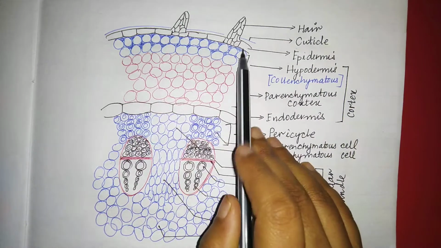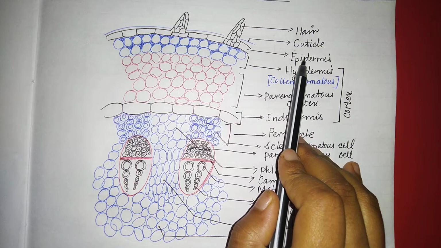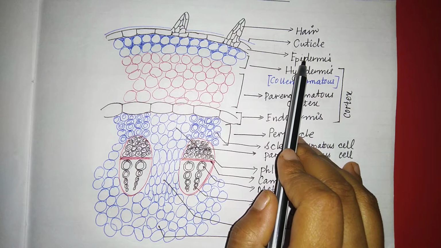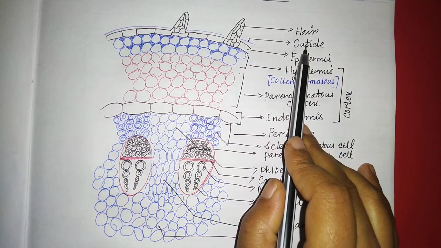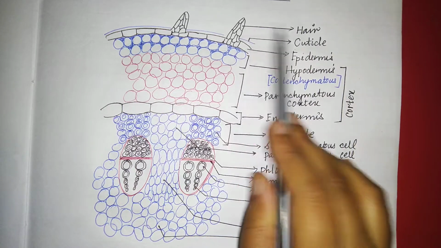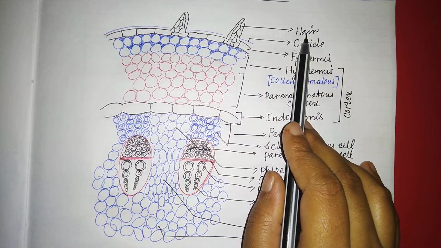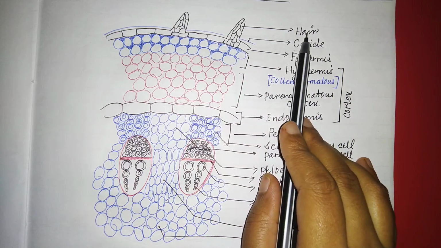The outer layer is known as epidermis. Epidermis is uniseriate, tightly packed, thin walled, cutinized cells. Above the epidermis, cuticle is present, and the epidermis bears multicellular hair. But in case of root, there was the presence of unicellular hair, but in case of stem, there is a presence of multicellular hair.